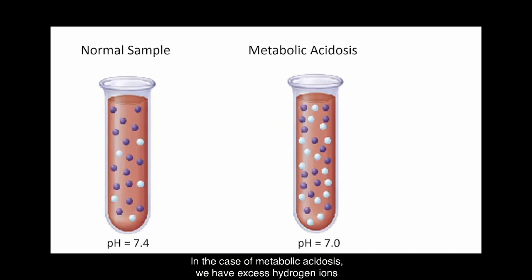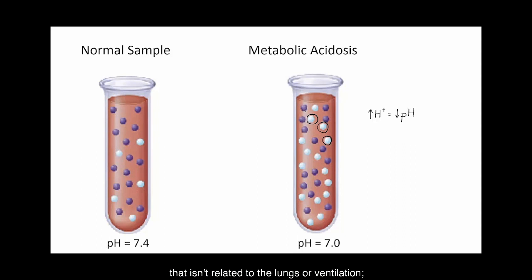In the case of metabolic acidosis, we have excess hydrogen ions that have accumulated in the body fluids, lowering their pH. These hydrogen ions come from metabolic sources, which you can see here. Our metabolic acidosis tube has accumulated a lot of white hydrogen ions. When we say metabolic sources, we mean any source that isn't related to the lungs or ventilation. So it could be related to diabetes, the kidneys, the gastrointestinal tract, drugs that are metabolic acids, and more.